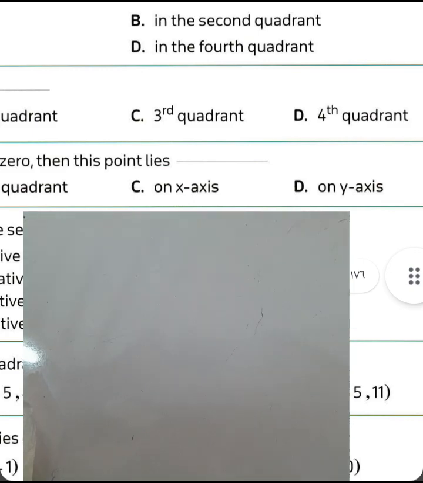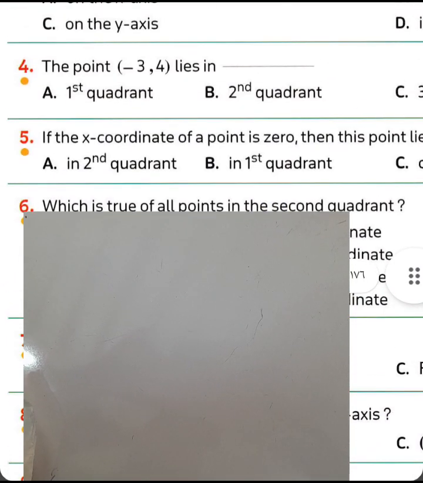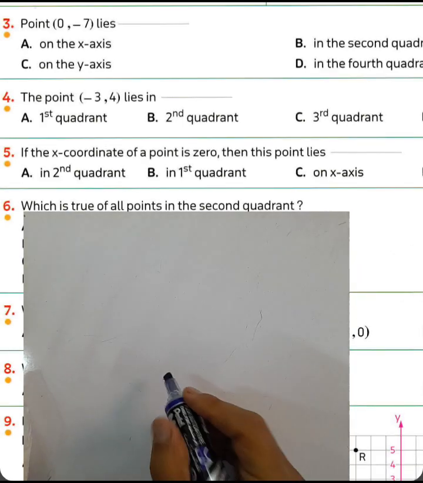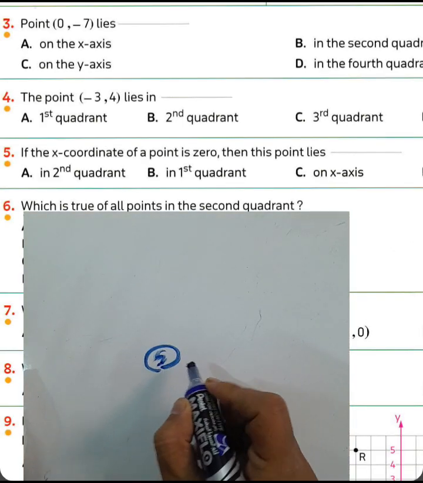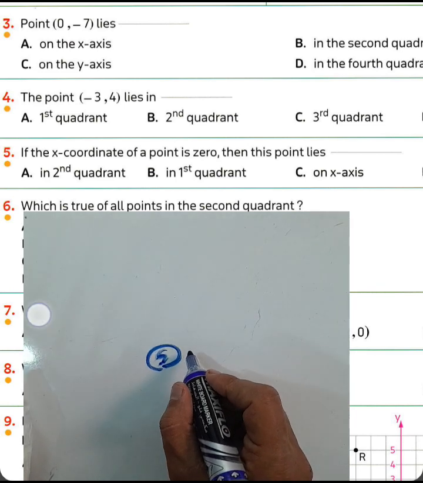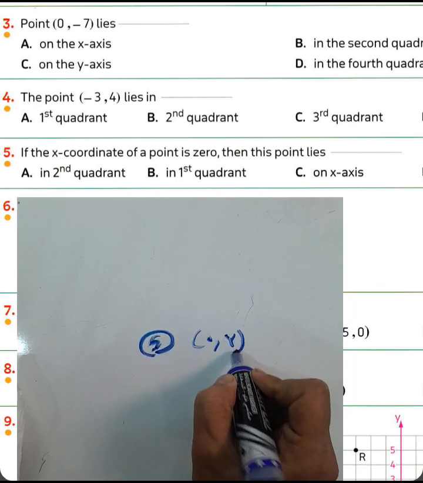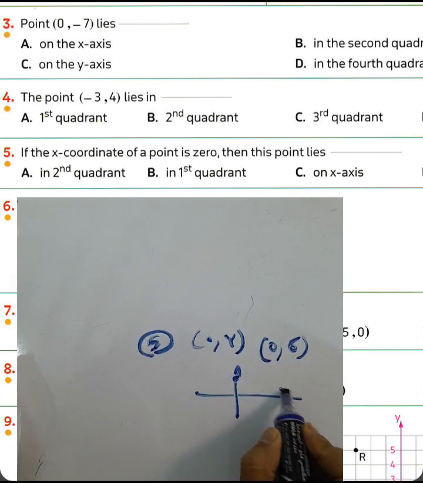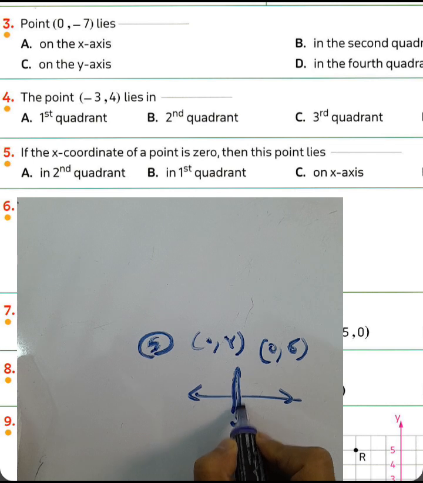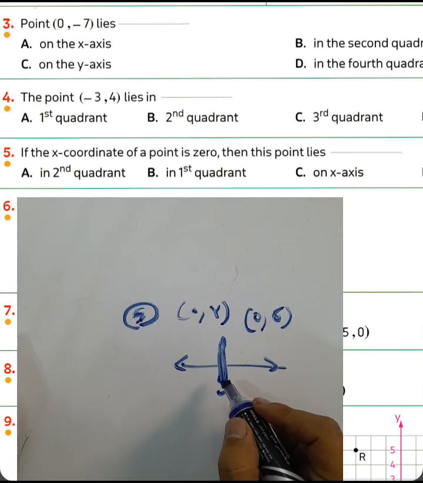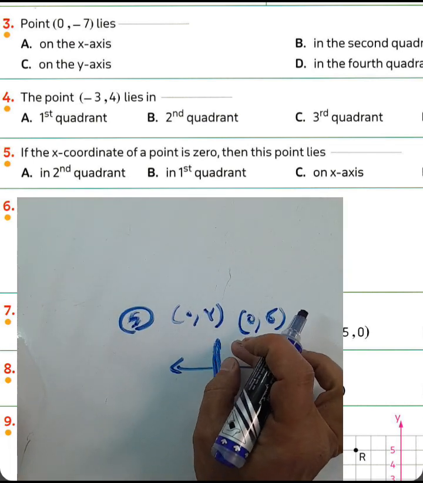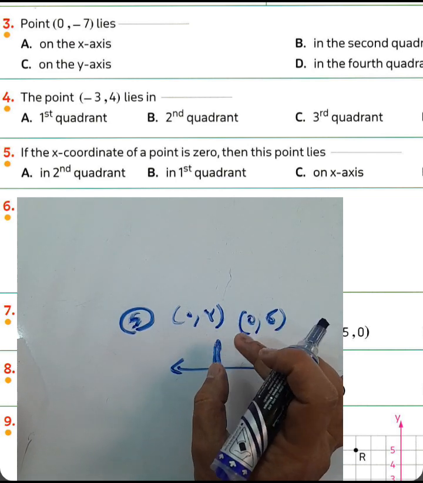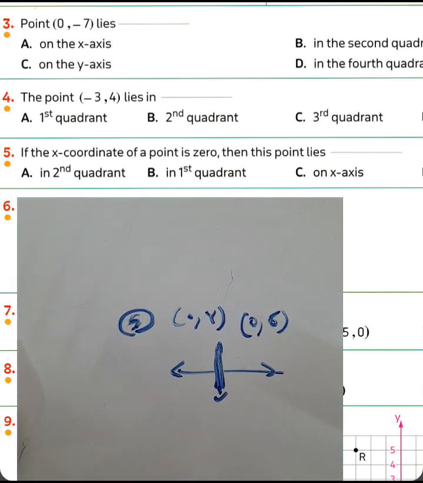Question number 5. If the x coordinate of the point is 0, this point lies on the y-axis. Such a point is 0 and y, like 0 and 6, or 0 and 7, and lies on the y-axis. We call it the y-axis. Choose letter C for question number 5.